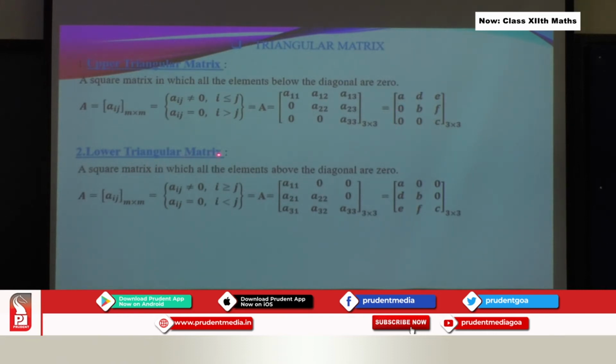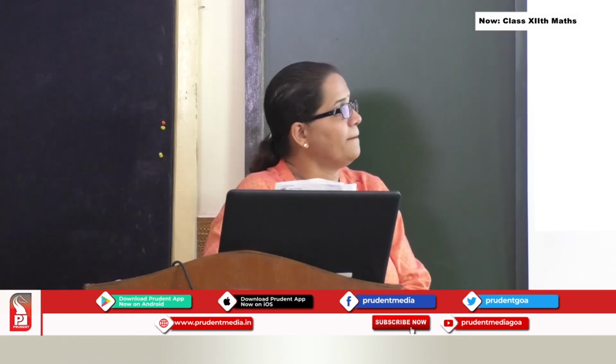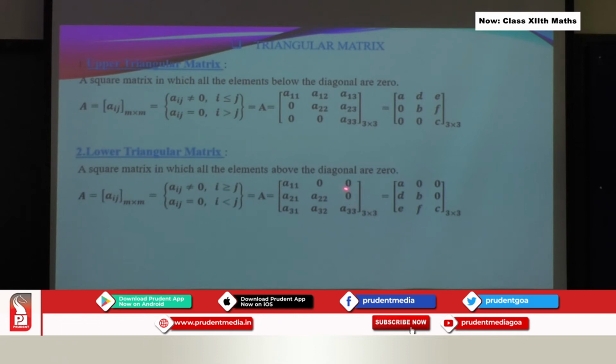Now lower triangular matrix, again it is just the opposite of your upper triangular matrix. So here, above your diagonal all the entries are 0, and the diagonal and below this diagonal all the entries are non-zero. If you look at this here, you can see Aij is not equal to 0 when i is greater than or equal to j, and Aij is equal to 0 when i is less than j. You can see this example here.